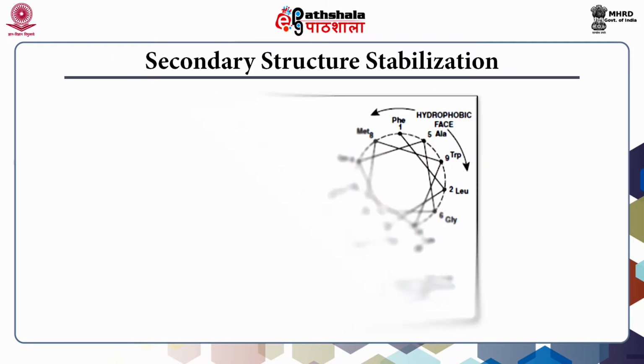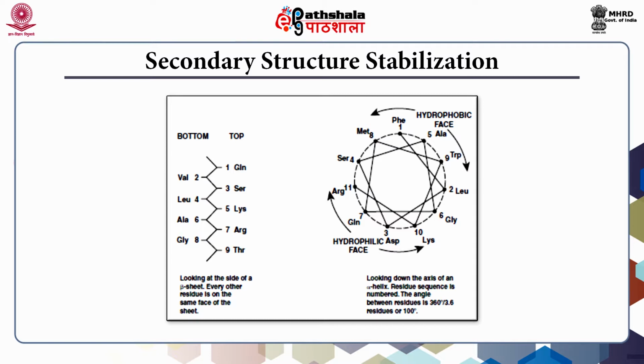Let us look at the secondary structure stabilization. On the left, we are looking at the side of a beta sheet in which every other residue is on the same face of the sheet. On the right hand side, on looking down the axis of an alpha helix, we observe that the residue sequence is numbered. The angle between the residues is 360 by 3.6 residues or about 100 degrees.